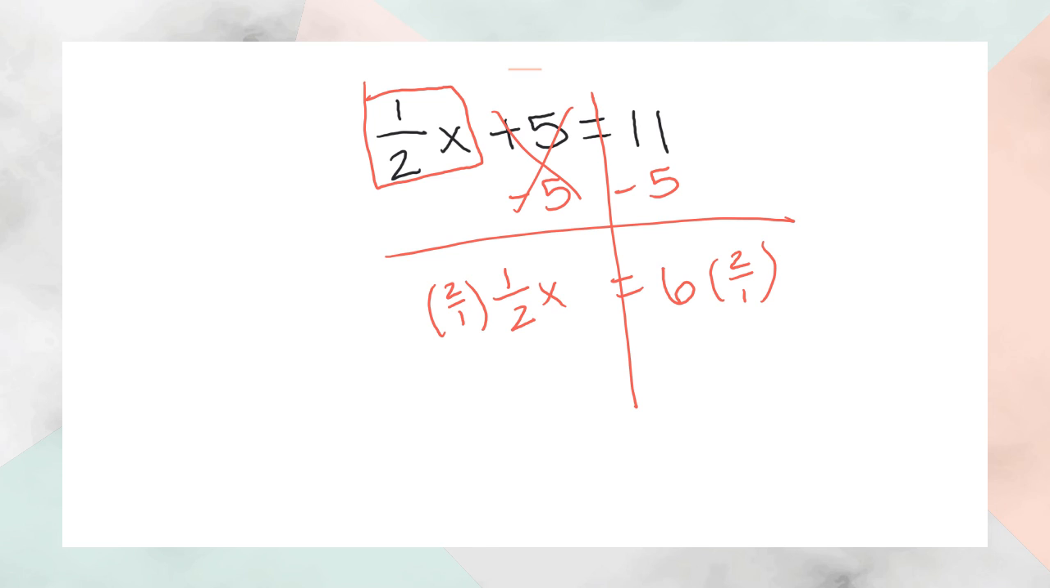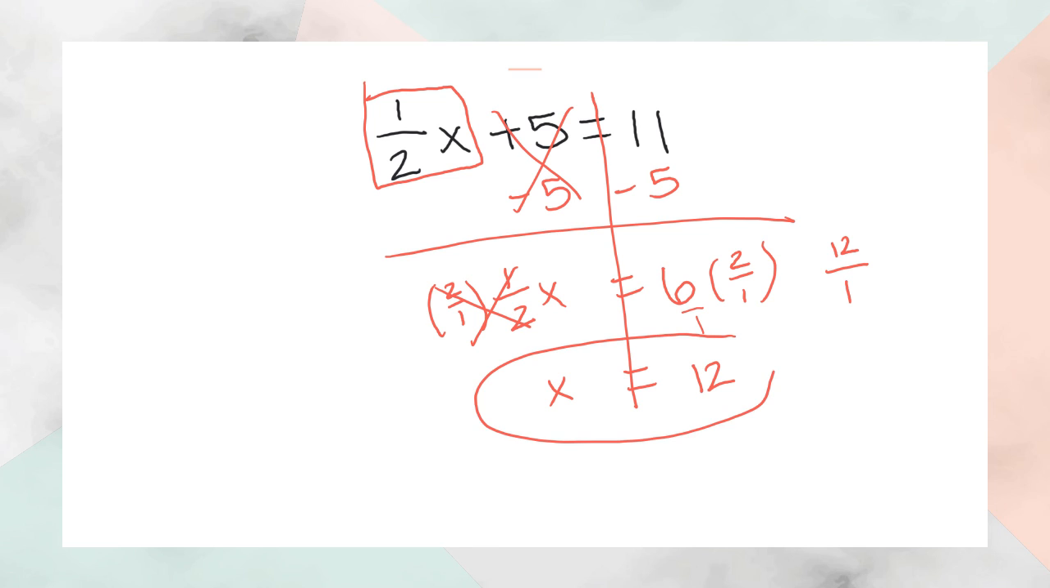So 2/1 times 1/2, again, I would have 2 times 1 and 1 times 2. And so that basically cancels each other out. So I'm just left with x equals 6 times 2 is 12. And then I can put that over 1. And 1 times 1 is 1. So really, all I'm doing is 6 times 2. And that equals 12.